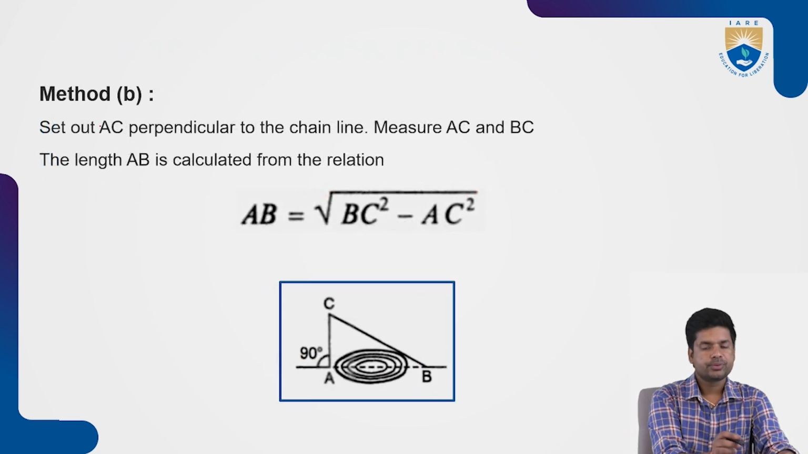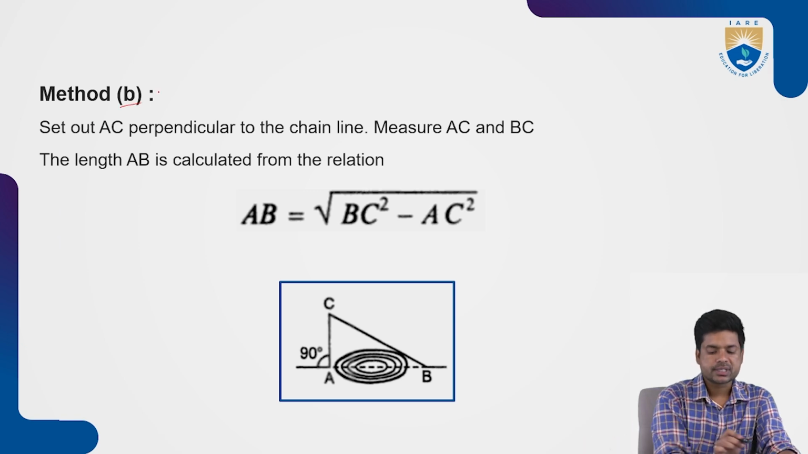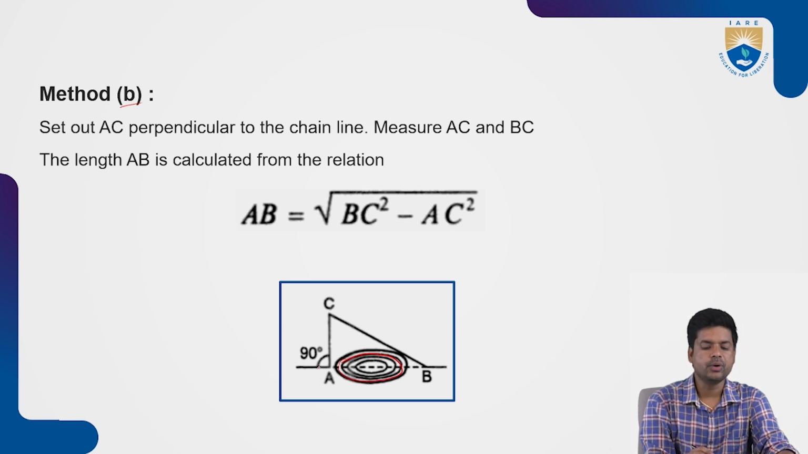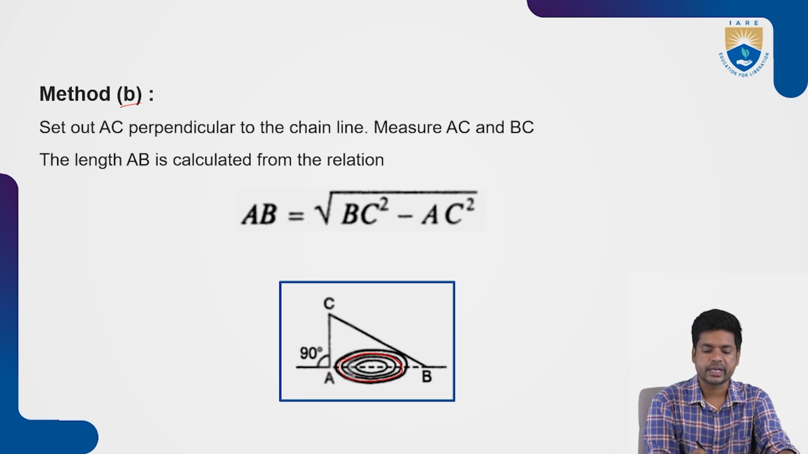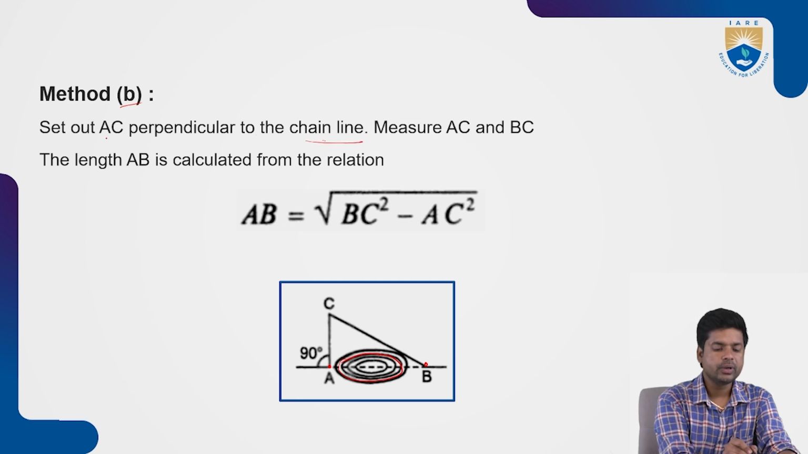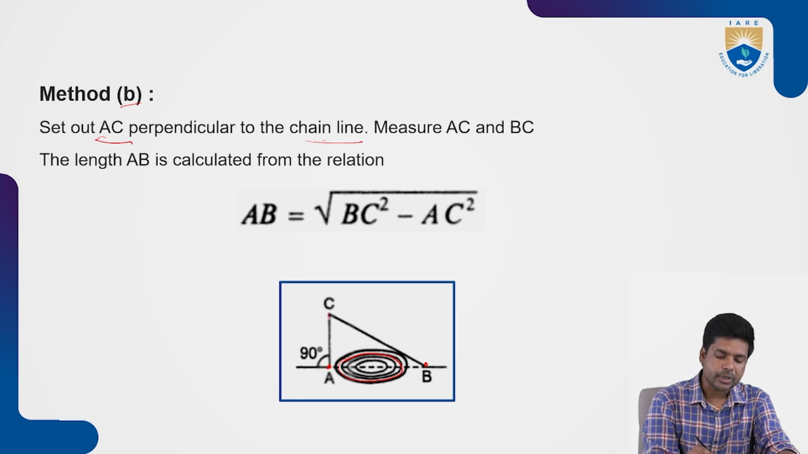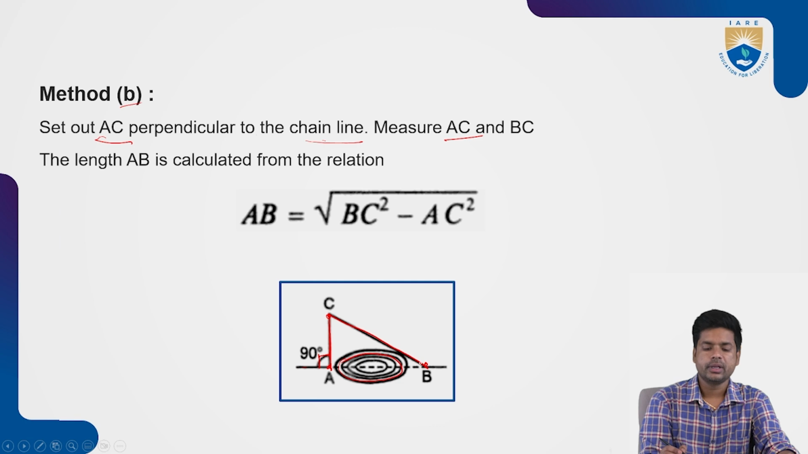Now for the same obstacle we have another method. This is the obstacle, and locate 2 points on either side of the obstacle, point A and point B. Now set out AC perpendicular to the chain line. This is the chain line here. We draw the perpendicular from point A with a 90 degrees angle. After establishing the point C, join these points. Now measure the length of AC and the length of BC.